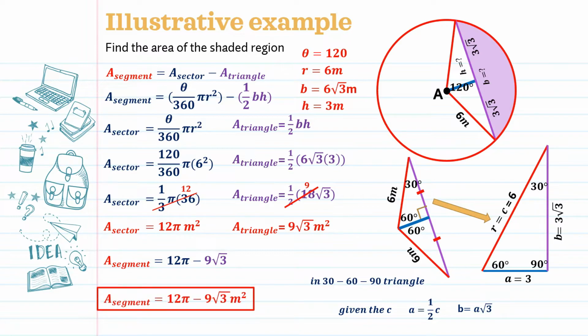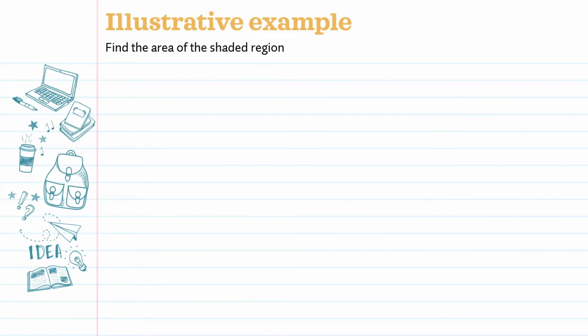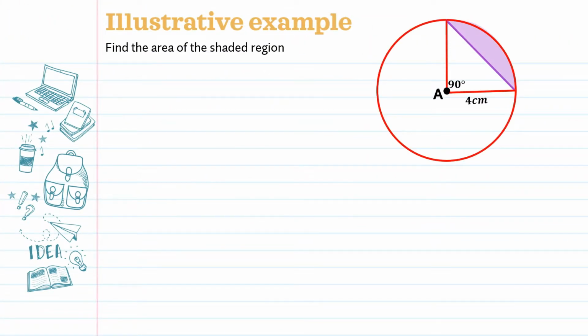So therefore, we will have area of segment is equal to 12 pi minus 9 square root of 3 meters squared. Okay, so let's have another example. Find the area of the shaded region, which is an example of a segment of a circle.